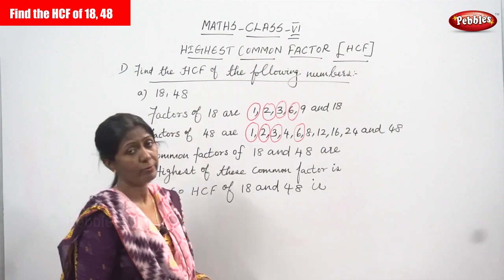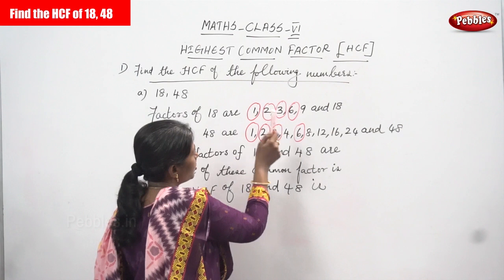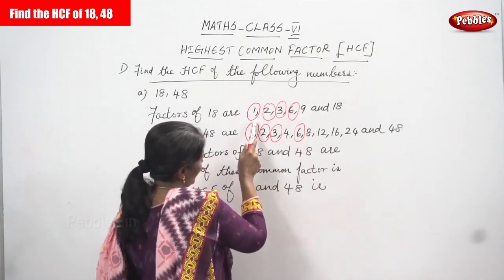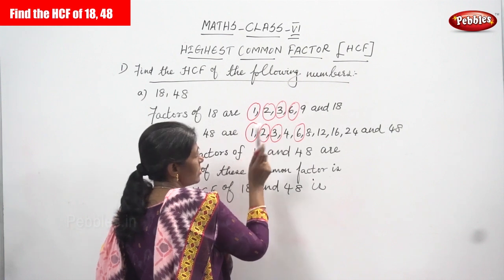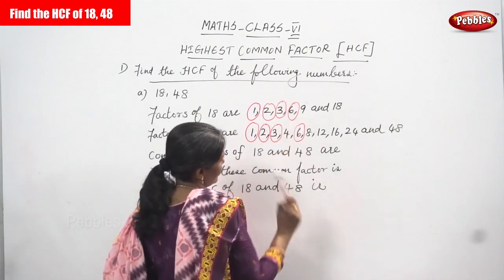Factors of 18 you have to write. So what are the factors of 18? 1, 2, 3, 6, 9 and 18. So these are the divisors of 18. 1 is a divisor, 2 is a divisor, 3 is a divisor, 6 is a divisor, and 9 is a divisor and 18 is a divisor.